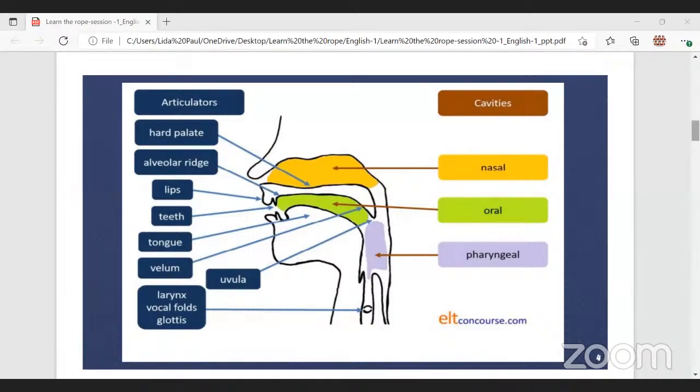Pharyngeal is another space, the cavity somewhere between your throat and the vocal fold region. This is a very important part in the production of sounds in certain languages like Arabic. But in English, you do not have pharyngeal sounds. Most of the sounds that you have in English are either nasal or oral in their feature. Keep this in mind.